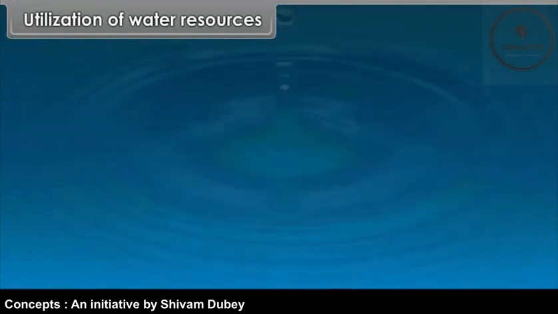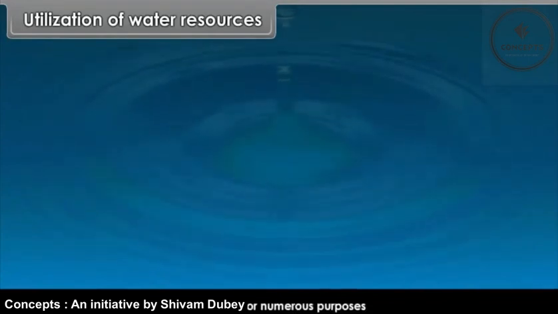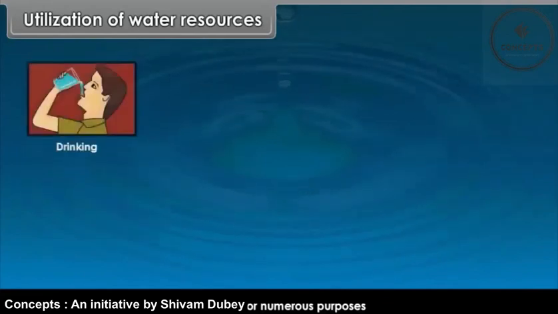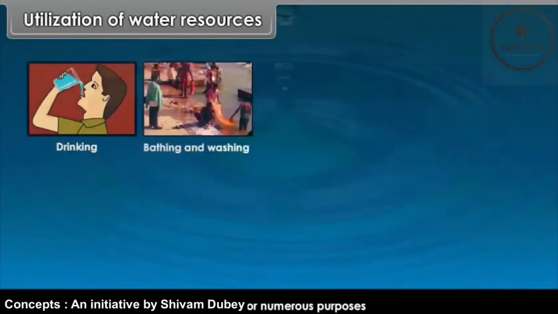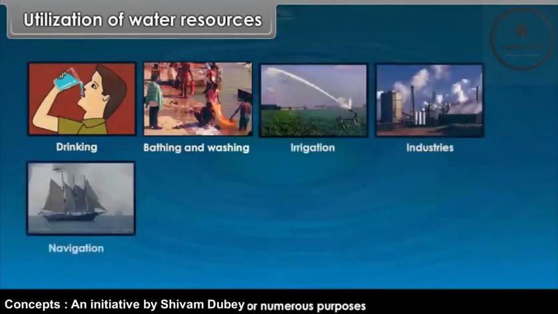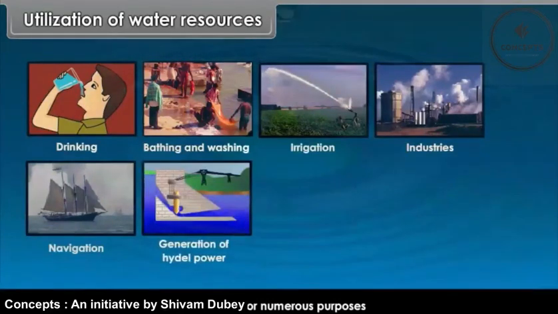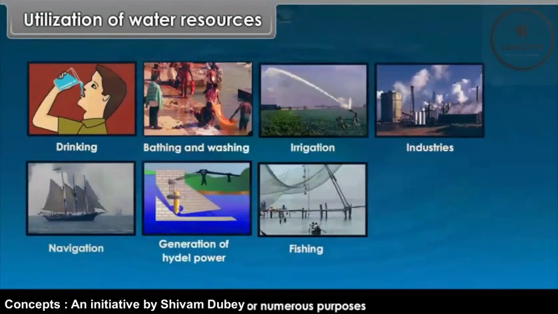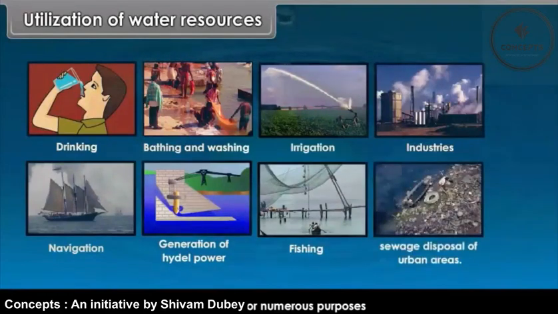Utilization of water resources. We all use water for numerous purposes. We can list out certain uses of water: drinking, bathing and washing, irrigation, industries, navigation, generation of hydel power, fishing, and numerous other purposes like sewage disposal for urban areas, etc.